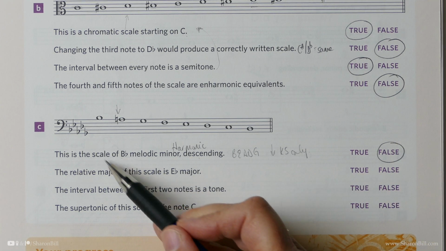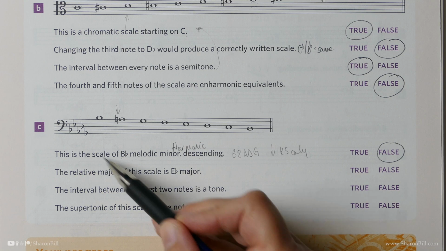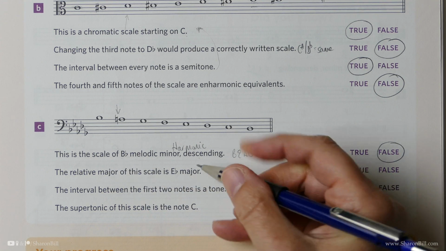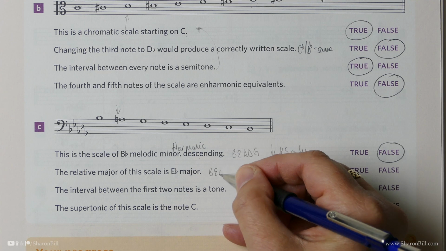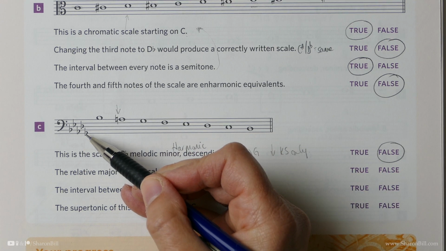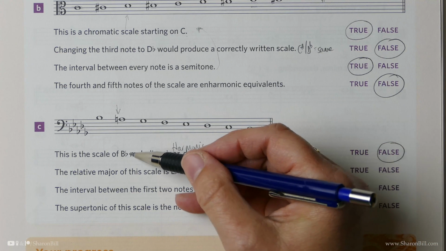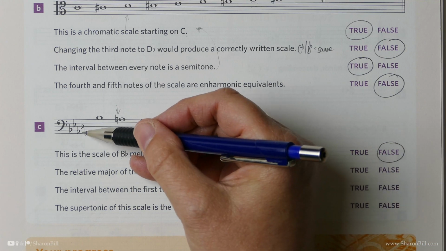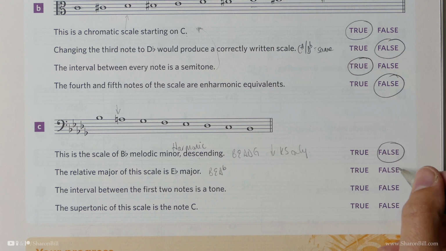Is the relative key of this scale E flat major? Well, E flat major has B flats, E flats and A flats. We have far more than that going on here. And we know that B flat minor is related to D flat major, so that's false.